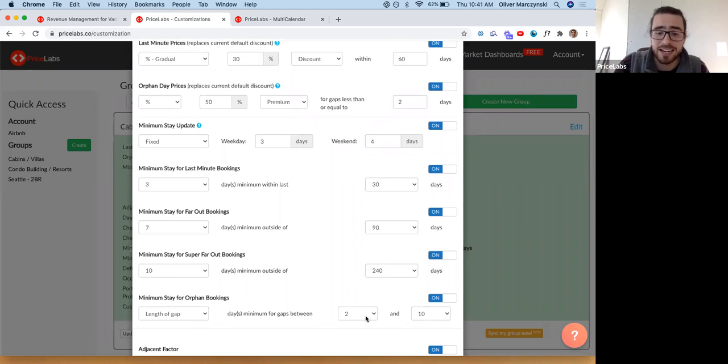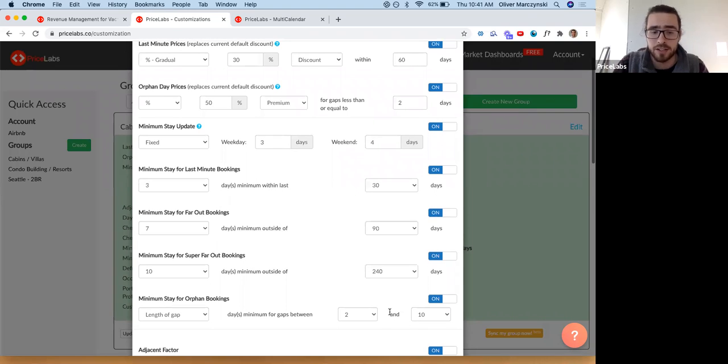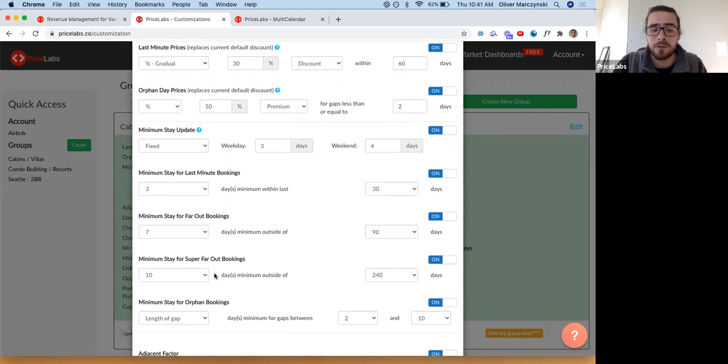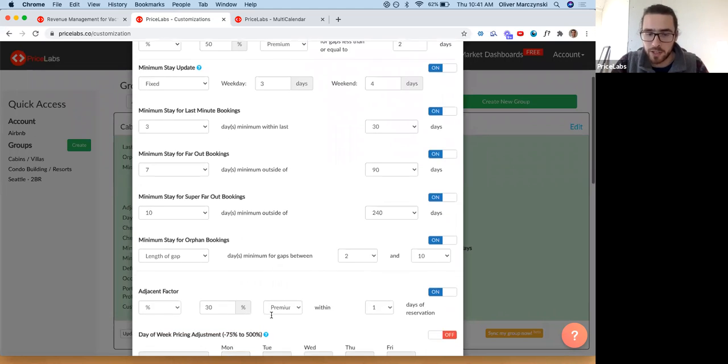Perfect. Finally, any gaps that appear in their calendar, as you can imagine, if you have a 10-day stay far out, let's say a 7-day gap gets created super far out, you still want that to be bookable. So they could set up a rule here that says, hey, any gaps that appear in my calendar between 2 nights and 10 nights, fill those with the minimum stay that's the length of the gap. So any 2-day gaps get a 2-night minimum stay. Any 7-day gaps get a 7-night minimum stay, and so on here.